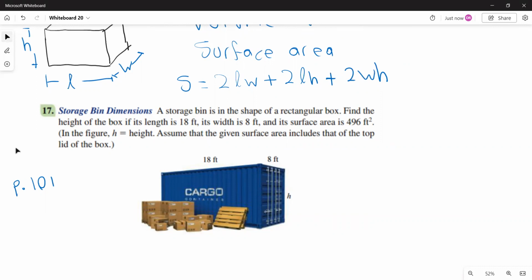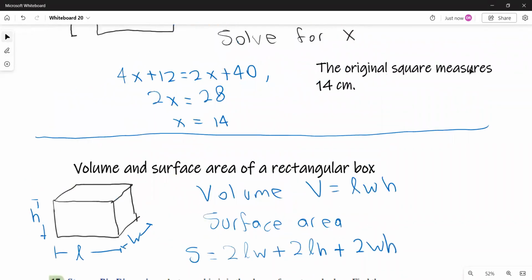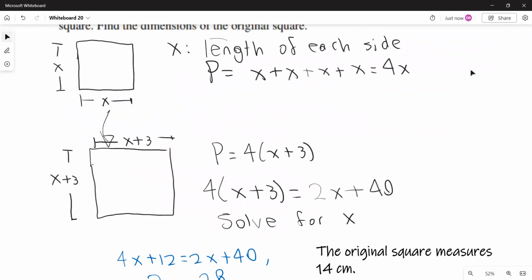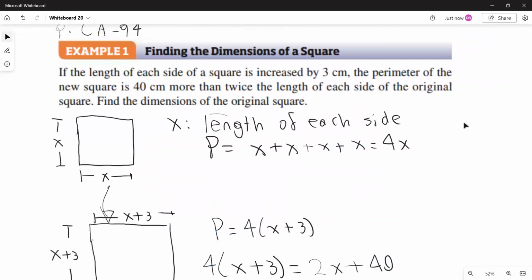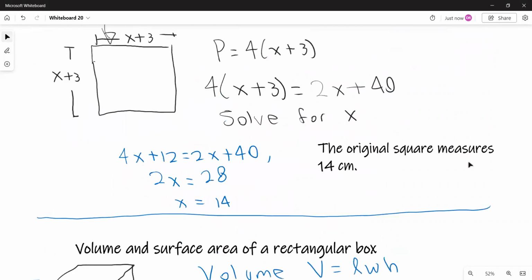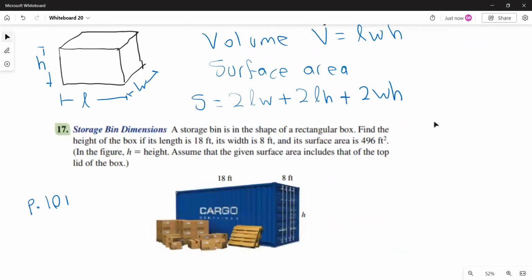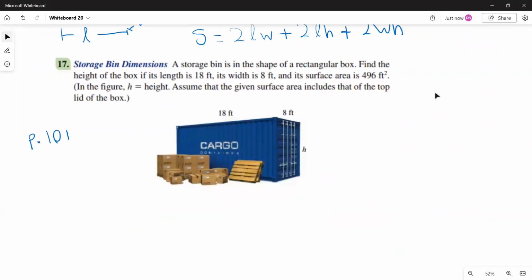So usually, from the question of the problem, we are going to determine the variable. In the first example, the problem was asking for the dimensions of the original square, and that is going to be the variable. In the second example, they are asking you for the height of the box, so that's going to be the variable. So let h be the height.